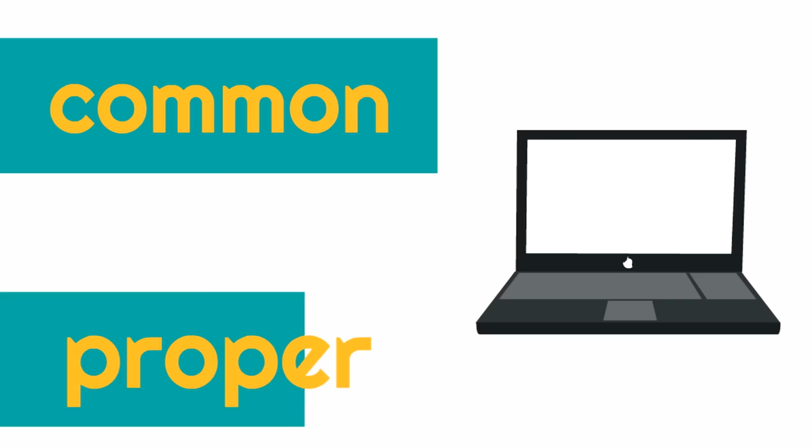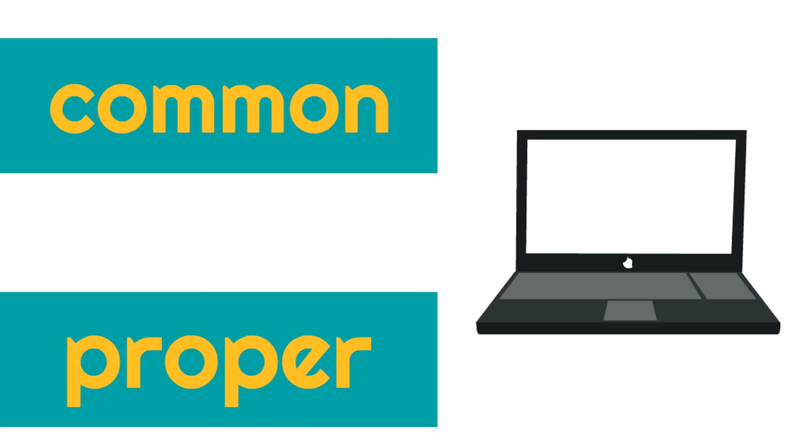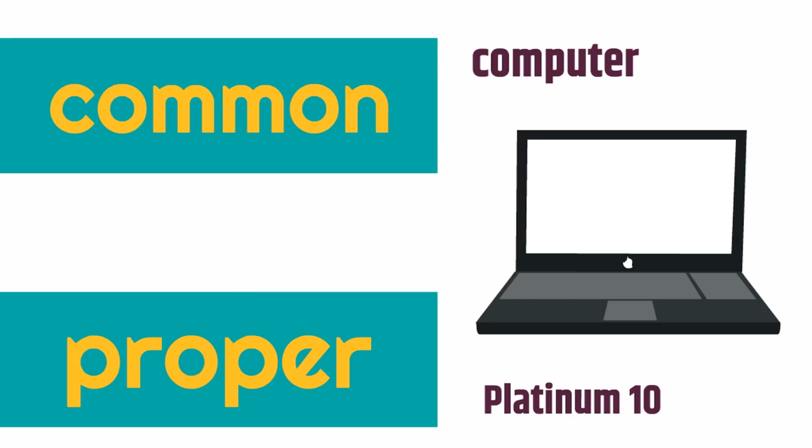Let's try this one. What is this? What would be the common noun? Yeah, computer. Computer would be the common noun. Now let's say this specific computer is a Platinum 10. That means that the proper noun for this would be Platinum 10. The common noun is the type of person, place, or thing, which is a computer. And the proper noun is the specific one, which is the Platinum 10.